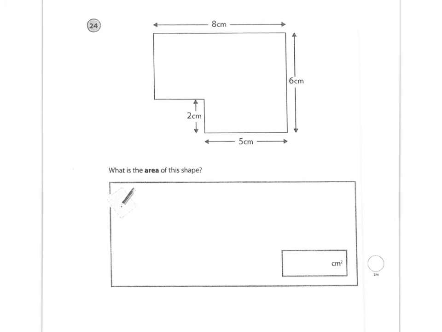Question 24. What is the area of this shape? So this shape is made of 2 rectangles. So the first thing I would do is split the shape into those 2 rectangles. I'm going to call the bigger rectangle A and the smaller rectangle B.